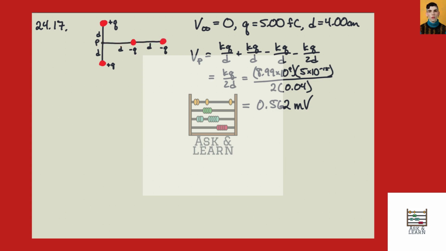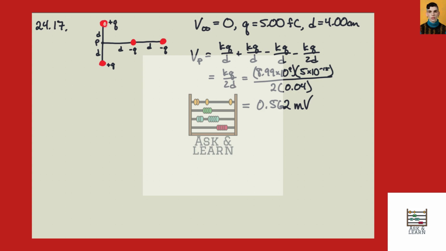We're told to assume that the voltage at infinity is 0. The magnitude of the charge is 5 femtocoulombs on each of these points, and we're given that this distance d is 4 centimeters. We're asked to find the voltage at point P, the electric potential here. And that's basically just a summation of the voltage created by each of these particles as we bring it in from infinity.